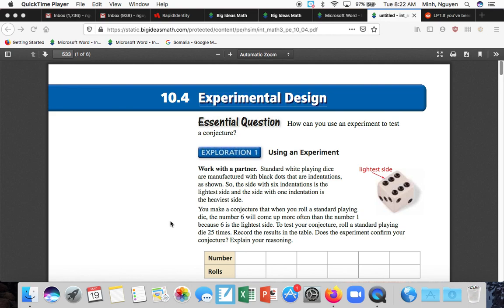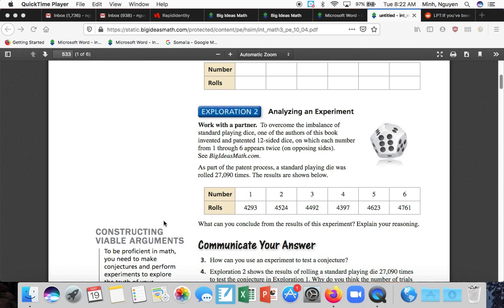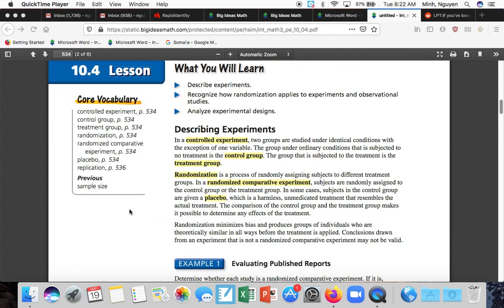This is the next section in Chapter 10, 10.4 Experimental Design, which is designing experiments. How can you use an experiment to test a conjecture? So again, most of the material this week is conceptual and not too much computing to be done. So read up, read carefully, and if you need to use a dictionary, make sure you do so. That's a number one tool in reading.